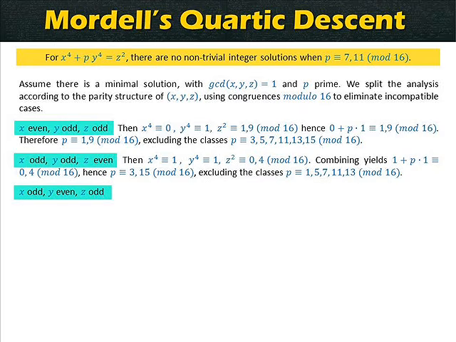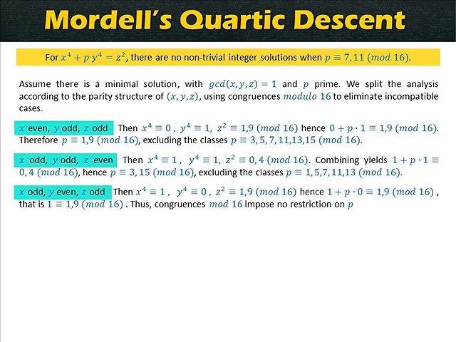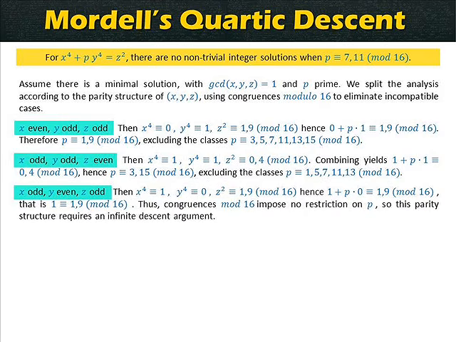Finally, suppose x and z are odd while y is even. In this case, the congruence analysis becomes inconclusive. Modulo 16, the equation imposes no restriction on p. So this parity structure requires an infinite descent argument.